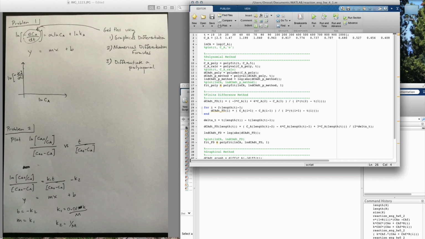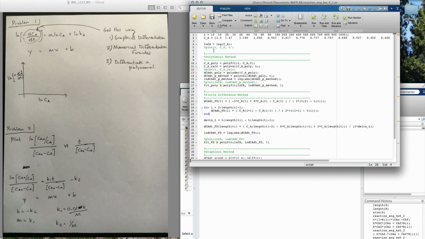But if you can't get a good fit, then, if you were actually doing lab experiments, you might need to go back and get some more data points, or use one of these different methods. So all you do for this problem is put in your data. So we had time and we had Ca, and then right away I just took the natural log of Ca because I know that I'm going to need that.